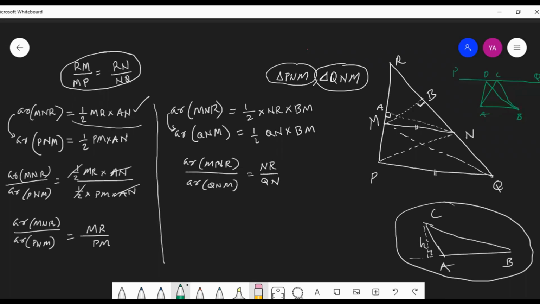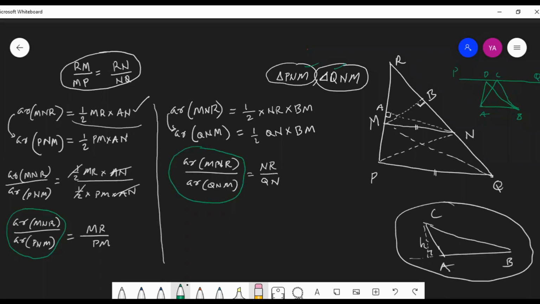Okay, the same condition we can apply here. MN is the base of these two triangles. They are equal, and the third vertices P and Q are on a line parallel to MN. So these two triangles lie between two parallel lines with the same base, so their areas will be equal. So area of triangle MNR divided by area of triangle PNM will be equal to area of triangle MNR divided by area of triangle QNM.